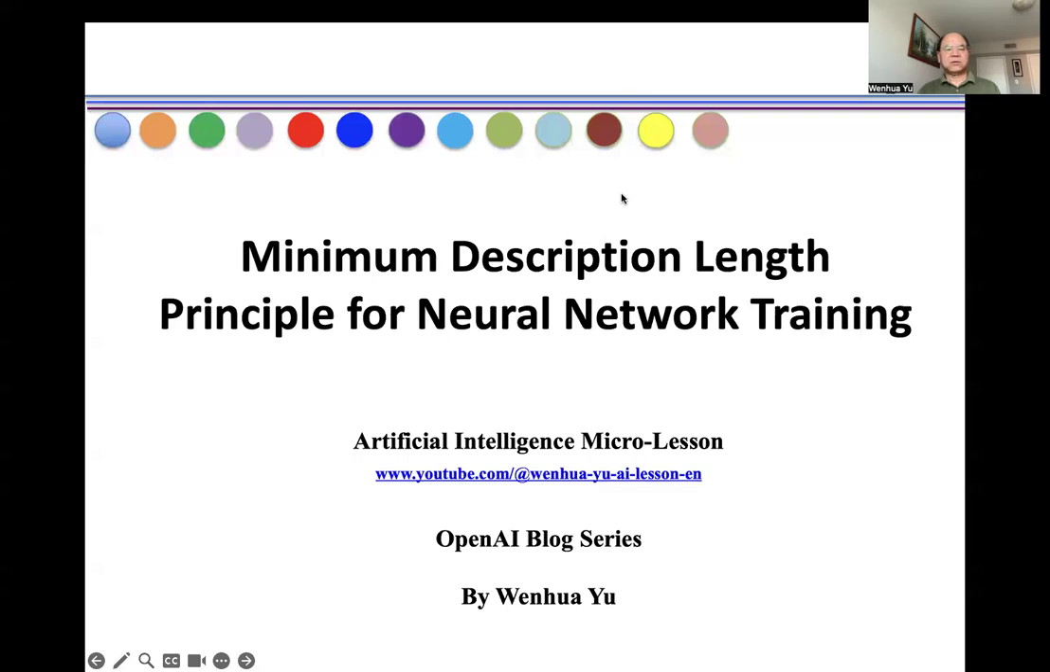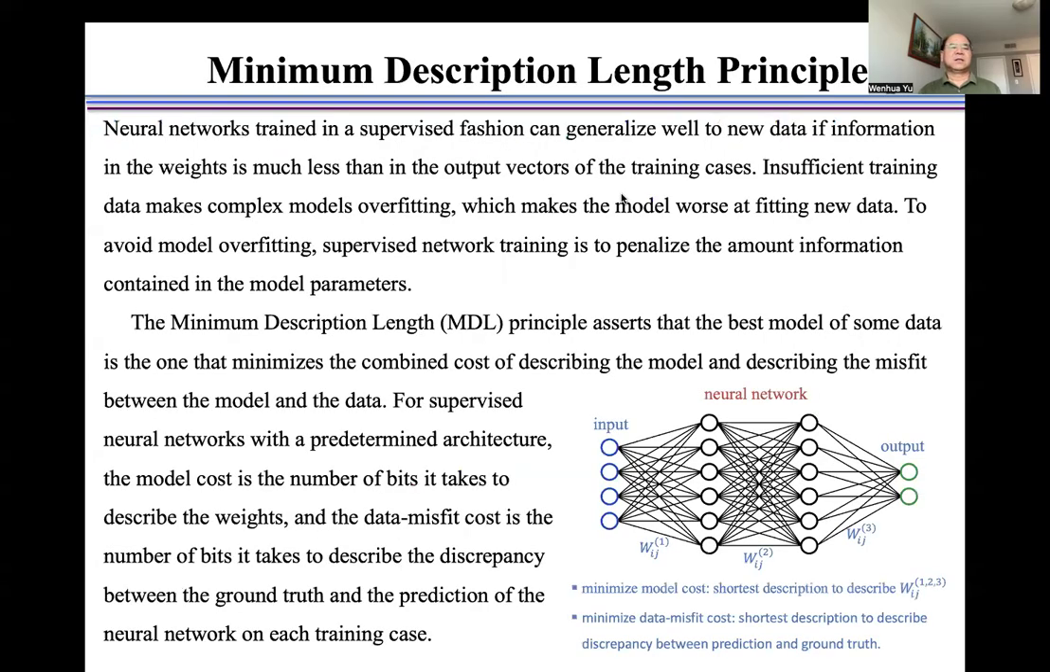In this video, I introduce a minimum description length principle for neural network training. Neural networks trained in a supervised fashion can generalize well to new data if the information in the weights is much less than in the output vectors of the training cases. Insufficient training data makes complex models overfit, which makes the model worse at fitting new data. To avoid model overfitting, supervised neural network training should penalize the amount of information contained in the model parameters.